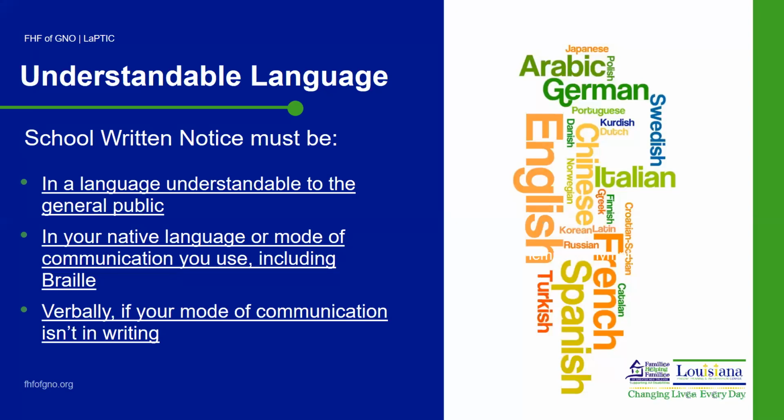Whenever the school provides you with written notice, it has to use language that's understandable to the general public. It must also be in your native language or other mode of communication, including Braille, unless it's just not feasible to do so. And if your native language or other mode of communication is not a written language, then the school has to ensure that the notice is translated to you orally or by other means in your native language or your mode of communication.